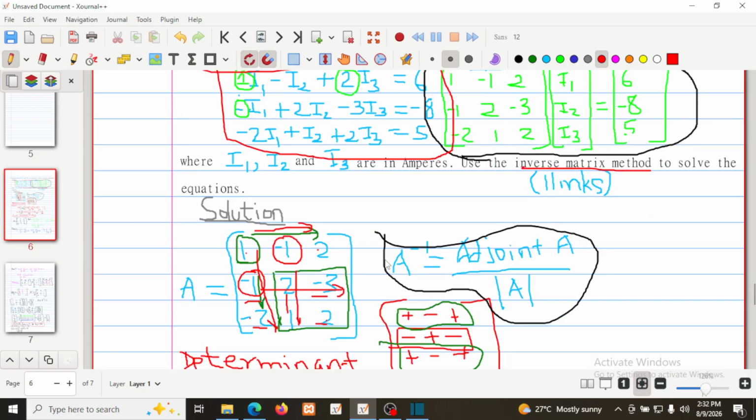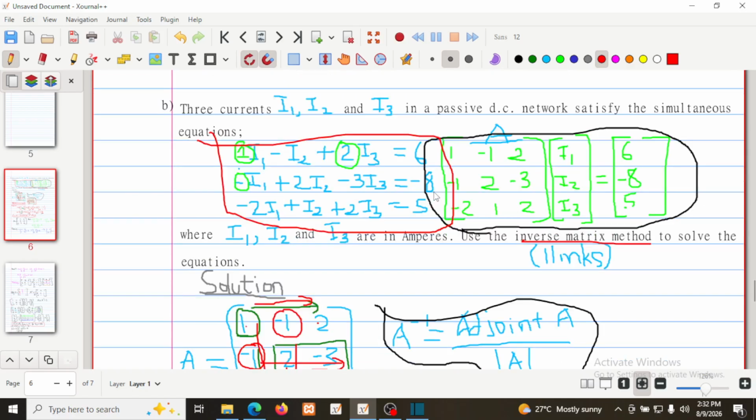Please do not change the instruction. Do not use another method. Use just the inverse matrix method. Which method do we have? There are many methods apart from the inverse matrix method. Thank you.